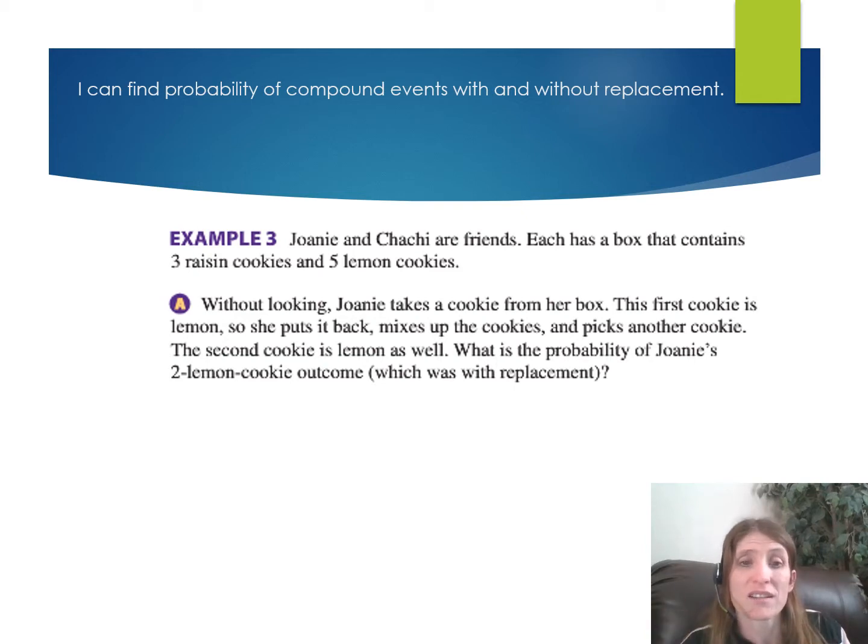Joni and Chachi are friends. Each has a box that contains 3 raisin cookies and 5 lemon cookies. Without looking, Joni takes a cookie from her box. This first cookie is lemon, so she puts it back, mixes up the cookies, and picks another cookie. The second cookie is lemon as well. What is the probability of Joni's 2 lemon cookie outcome, which was with replacement? So they didn't really need to tell us it was with replacement because we saw that it said right here, she puts it back, right? So there's our key to know she puts it back in.